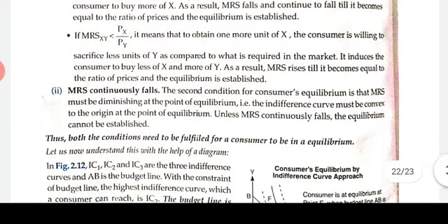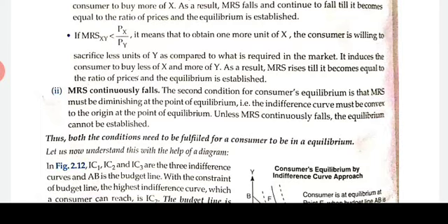So the first condition is this. Second condition is MRS continuously falls. The second condition for the consumer equilibrium is that MRS must be diminishing at the point of equilibrium. That is, the indifference curve must be convex. So the main reason for the convexity of the indifference curve is that MRS is diminishing.